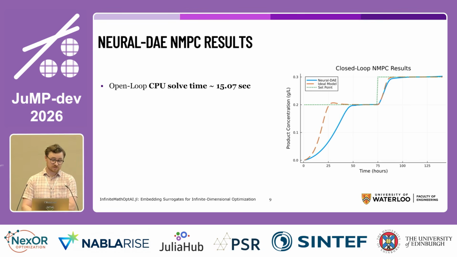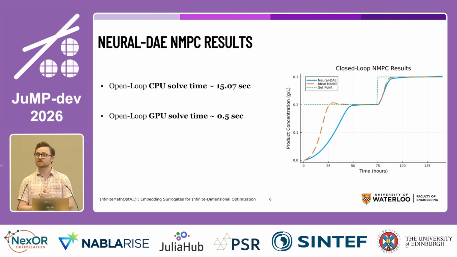And to solve this on CPU, it took about 15 seconds per iteration, which was not fast enough for real time. Whereas on GPU, we solve in less than a second, which for us is fast enough to do real time control, because the time scale for this reactor is about 10 seconds or so.